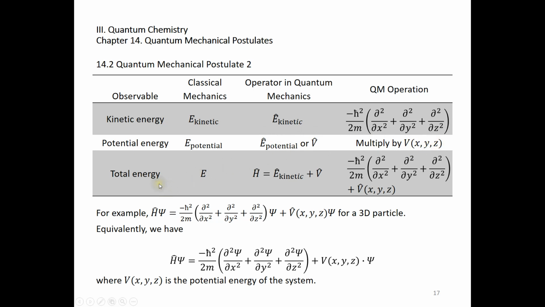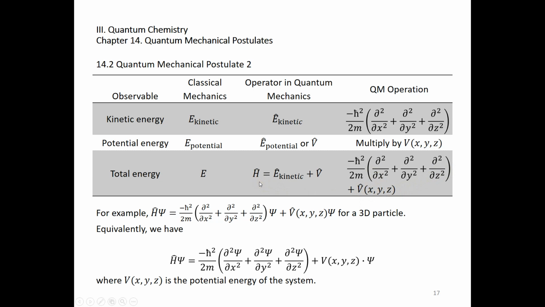What about the total energy? In classical mechanics, it's denoted by E. In quantum mechanics, it's denoted by H with a caret on top. The name is Hamiltonian. The Hamiltonian operator is equal to the kinetic energy operator plus the potential energy operator. So now we have the kinetic energy operator here, we have the potential energy operator here. The sum would be the Hamiltonian.